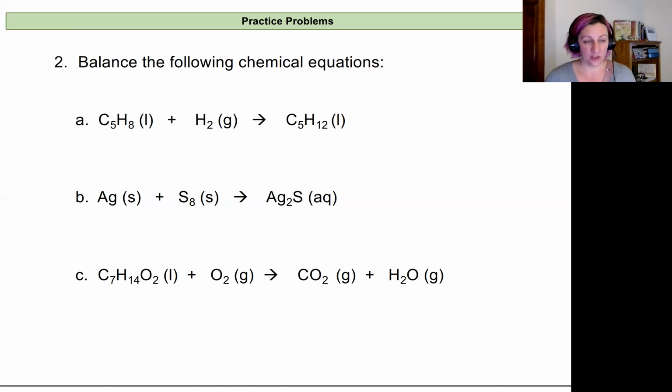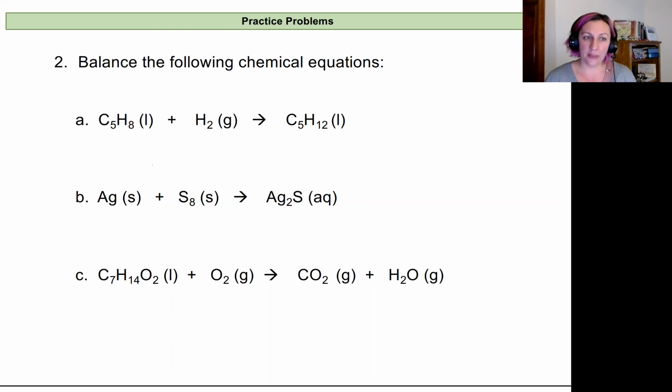So I'm first going to make sure my carbons are balanced, which they are. I've got 5 on my reactant side and 5 on my product side. And that was the most simple molecule to look at because it was just in one reactant and one product. Now I'm going to look at hydrogen, which is in all of the reactants and products. So it's a little bit more complicated.